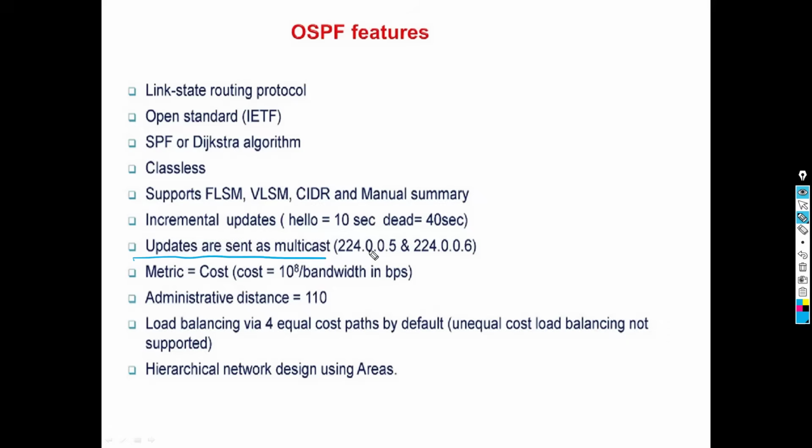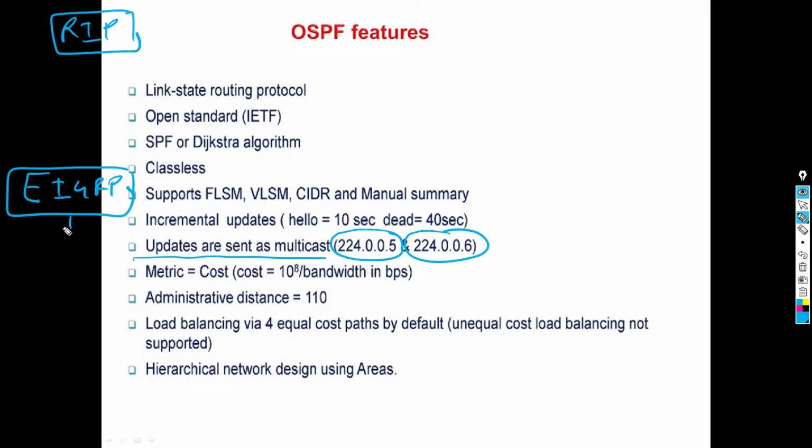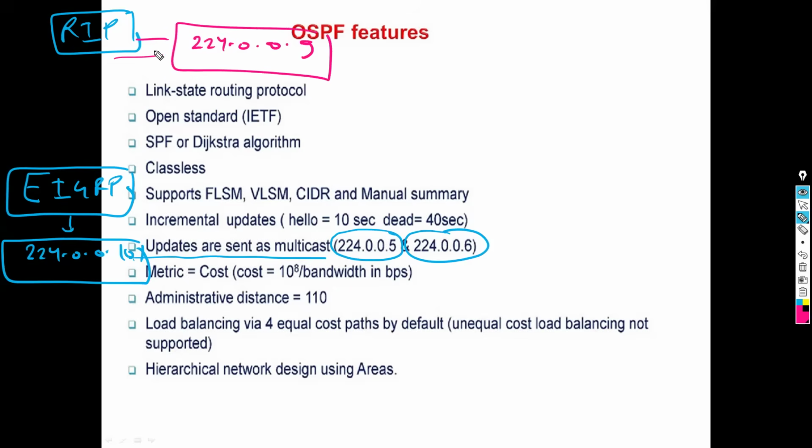OSPF updates are sent as a multicast address, and OSPF is using two multicast addresses, 224.0.0.5 and 224.0.0.6. If you talk about the RIP protocol, RIP is using one multicast address. EIGRP is using 224.0.0.10 and RIP is using 224.0.0.9.